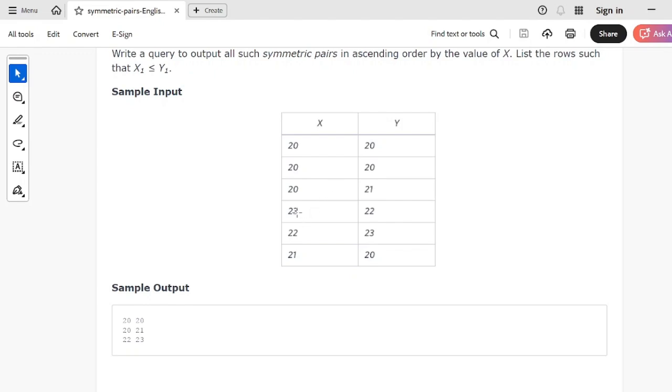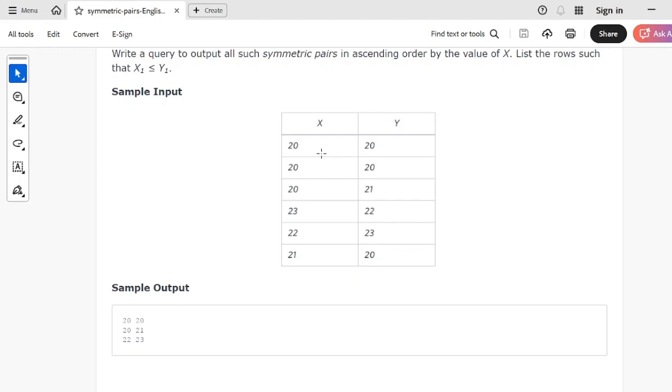You can see it in here as well. 23 is the x1 is equal to the y2 23, and x2 22 is equal to the y1 22. All these pairs are considered as symmetric pairs. We have to find all those symmetric pairs. And there are two catches to this question. We'll come to this in a minute.